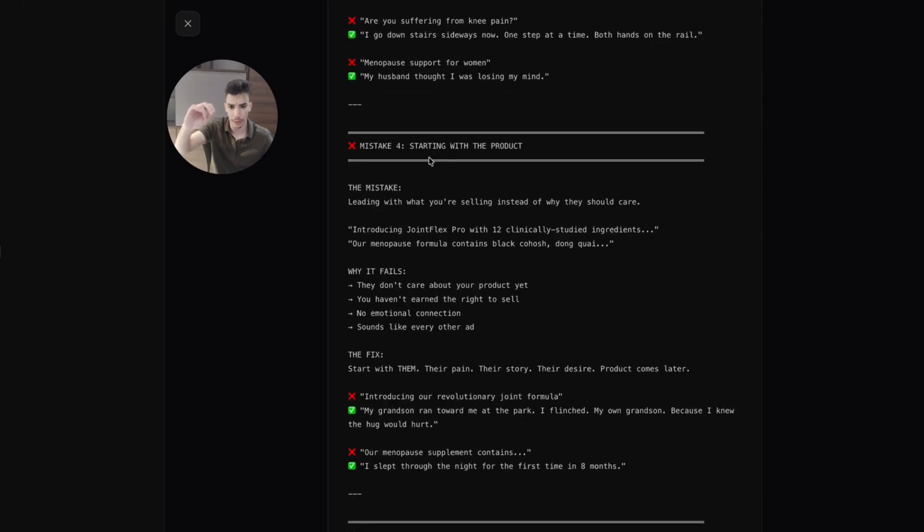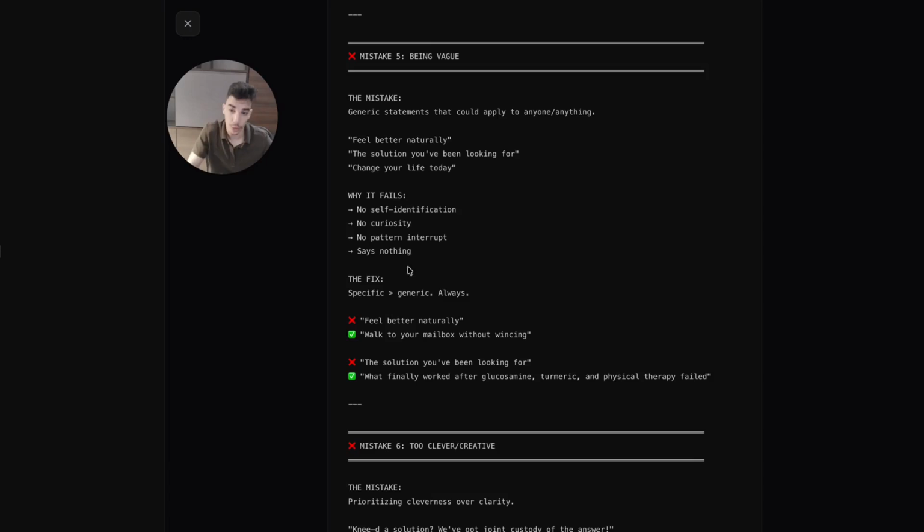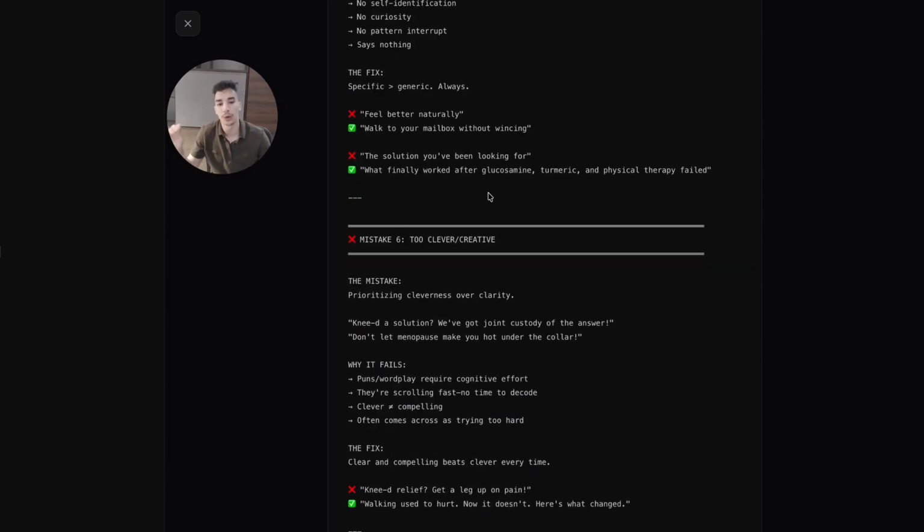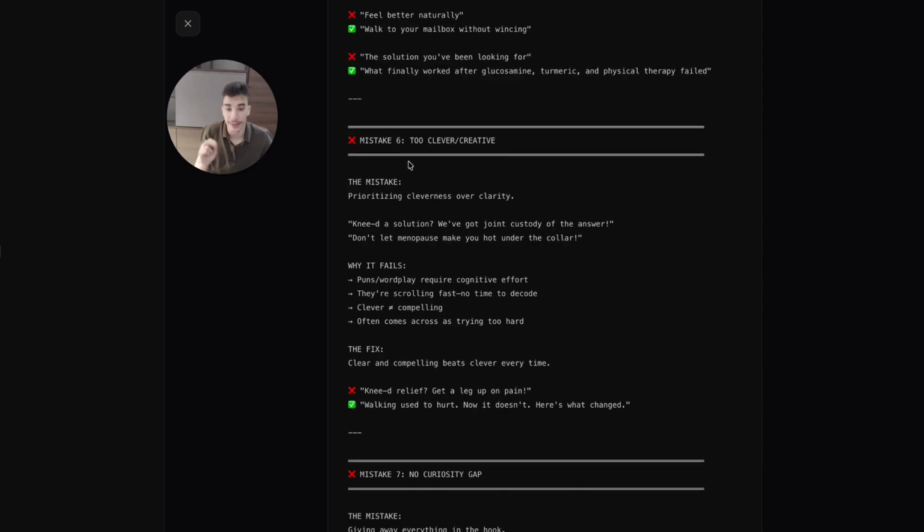You don't start with the product. I think that's mistake number 5, starting with the product. And also here, not being vague. So: what finally worked for us after glucosamine, ceramics, and physical therapy, instead of "the solution you have been looking for," something that can be applied to any product. Mistake number 6, and this is the most important thing.